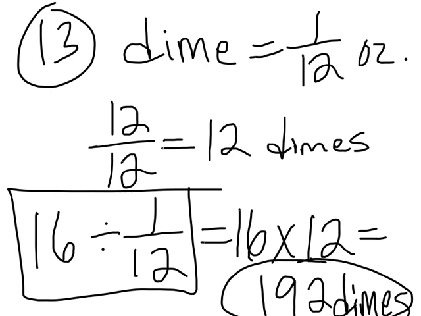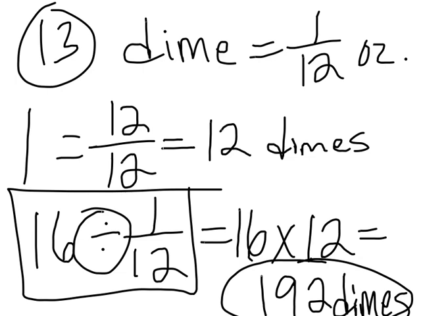You also could have said, well, 12/12 is equal to 12 dimes. I have 1 ounce there. This is equal to 1 then. 12/12 is equal to 1. So if I need 16 of those, 12 times 16 is 192. You could have thought of it that way too. But I wanted to see that you could show me the division. Okay, so make sure you have that division there.